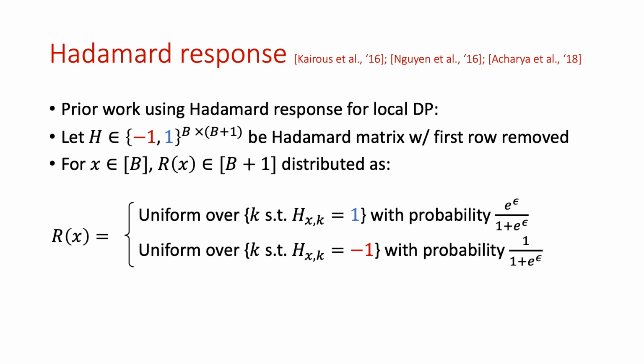With probability e to the epsilon over 1 plus e to the epsilon, R of x is chosen uniformly from the columns k of the matrix H such that h of x,k is equal to 1. And with probability 1 over 1 plus e to the epsilon, R of x is chosen uniformly from the columns k of the matrix H such that h of x,k is equal to -1. And it's known that this protocol gets error roughly root n in the local model. Our main goal here is to modify this protocol in a way that it remains communication efficient, but it gets error that's only polylogarithmic in n and b in the shuffled model.